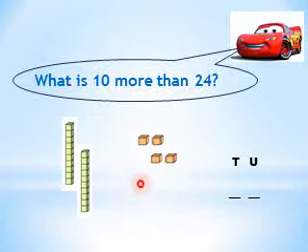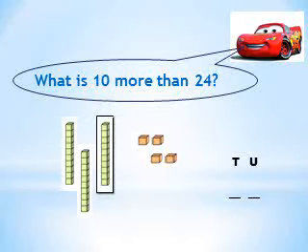So this is my number 24. I want to add 10. What do you think I may do? I will add 1 bar of 10. So this is 10 more than, means I am adding it to 24. This is 10 more than 24. So what is the new number now?